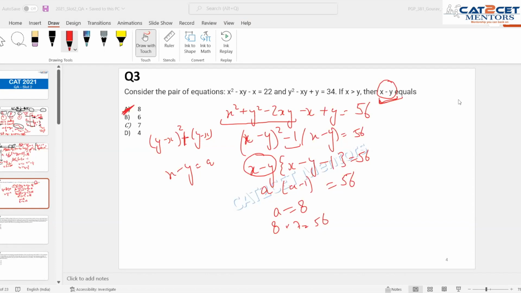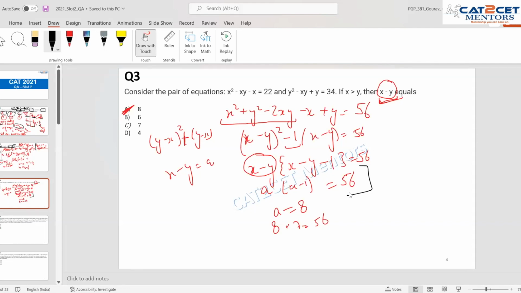Then again I am repeating because some people are asking to repeat, sir. Okay, just the last part. Okay, so in this we haven't done much. We got the equation a times a minus 1 equals 56. Then we need to find the value of a. Then we can easily see what our answer is. And if you're not able to visualize, then you can definitely put in the options as well.